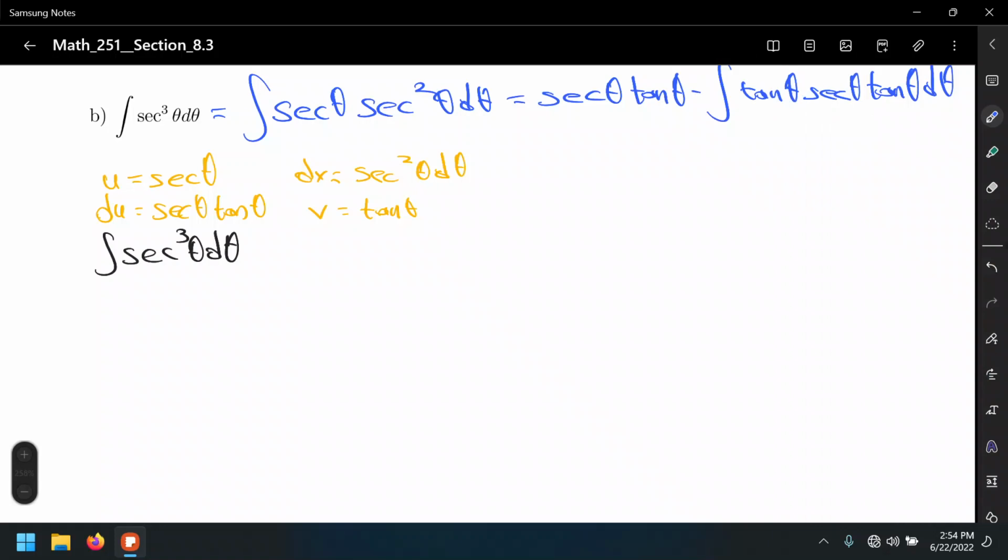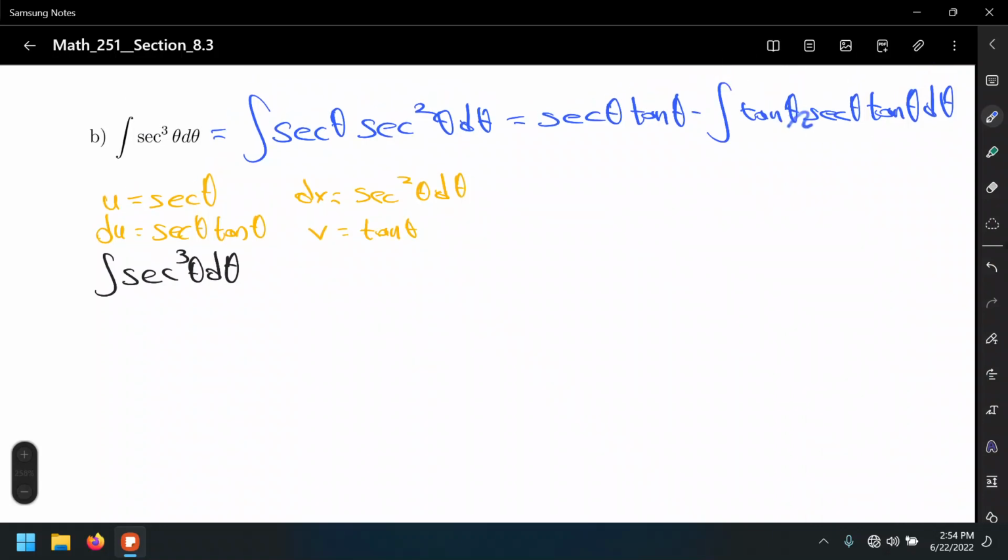So, well, this is going to be tangent times tangent. So that's, well, number one, secant tangent minus the integral of tangent theta squared secant. Now, why am I doing this and why am I not taking advantage of this? Well, in this case, there's nothing we can do.